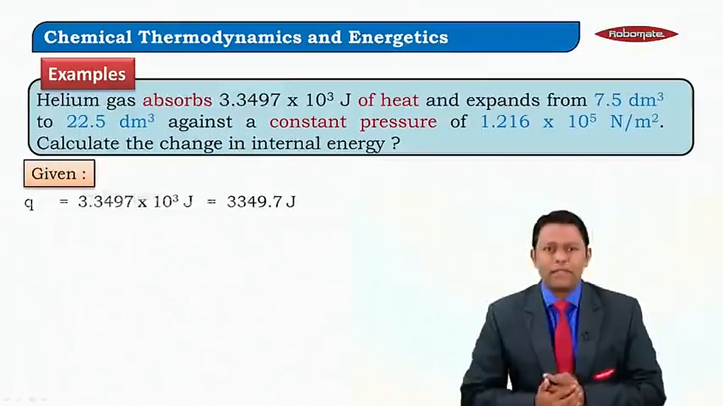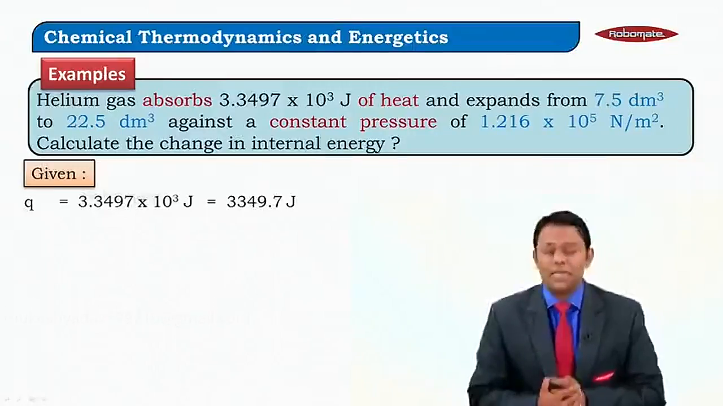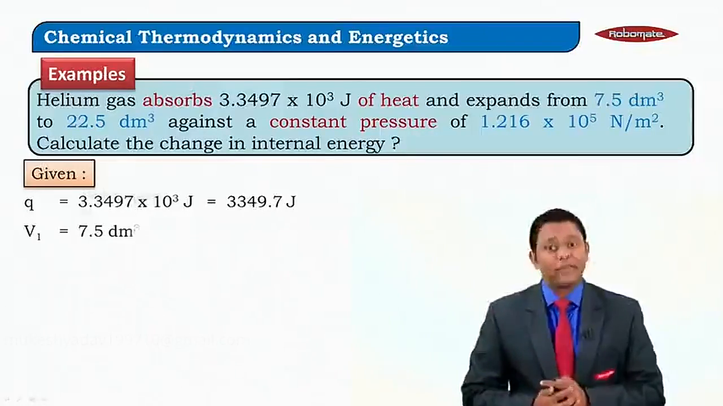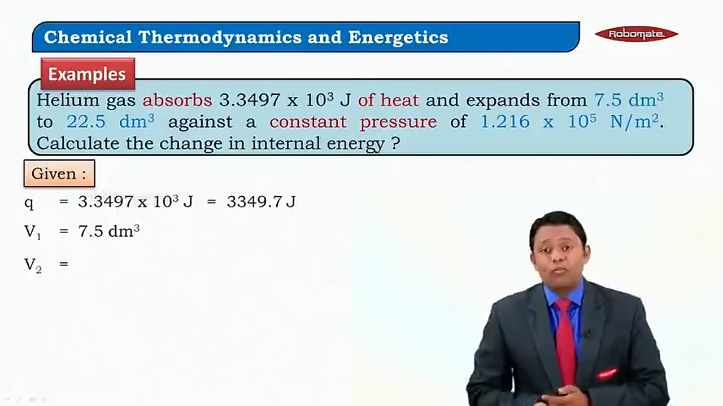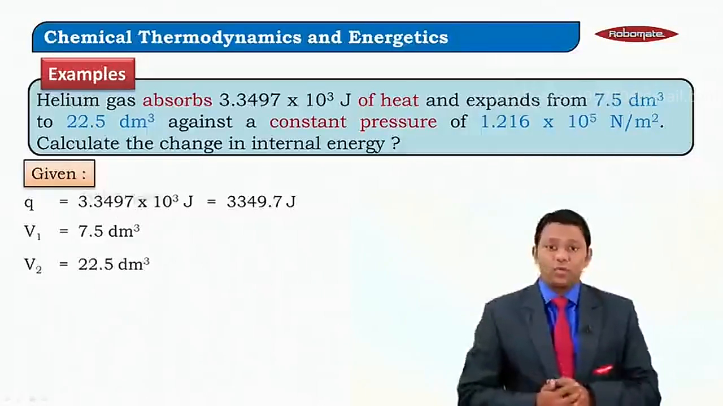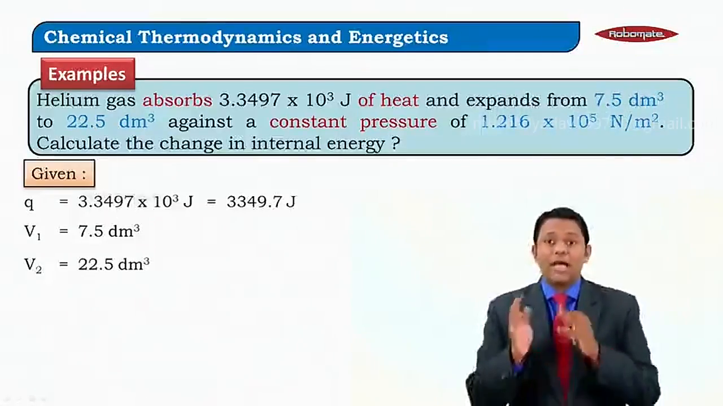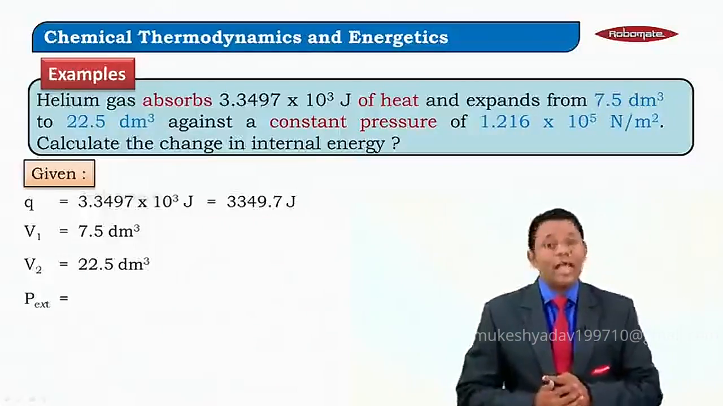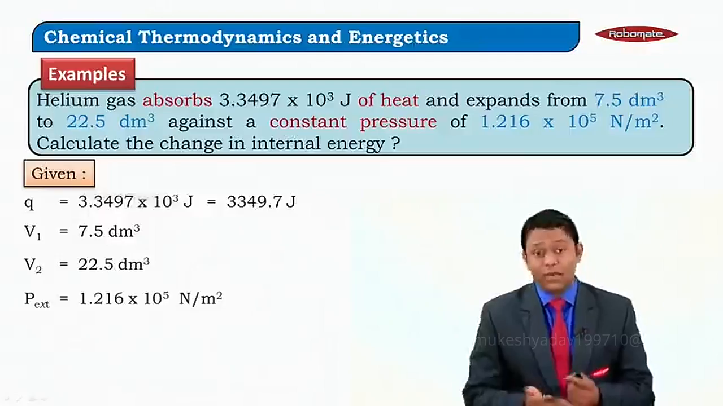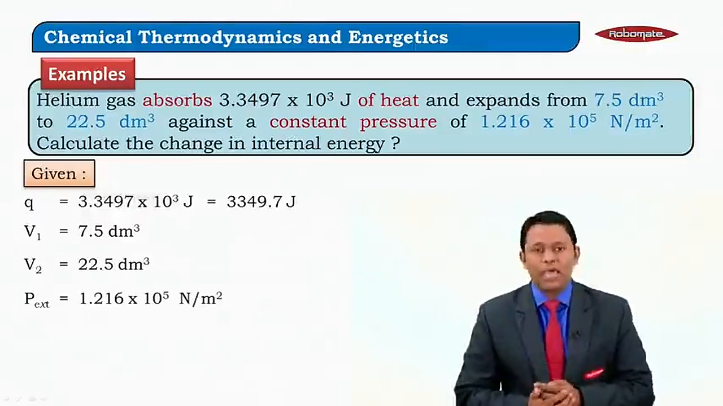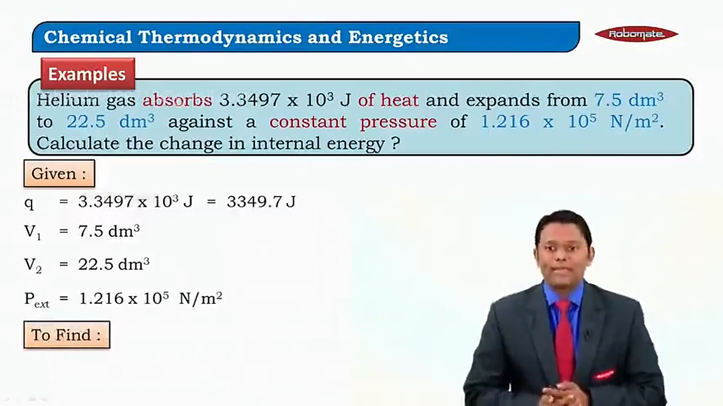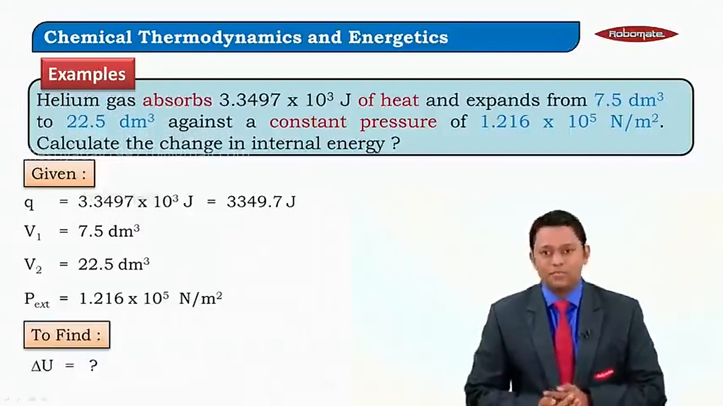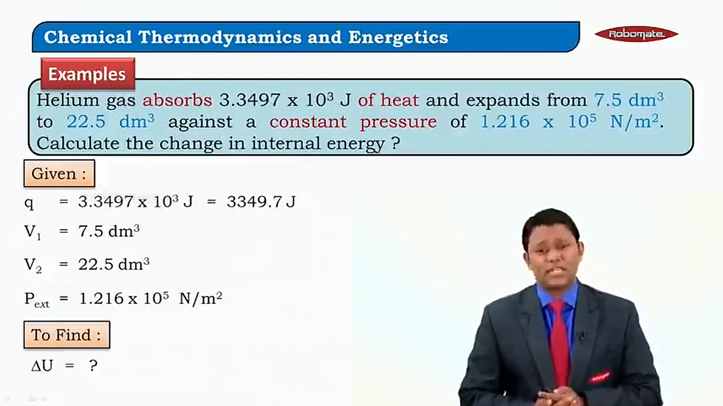If you see the units carefully, it's the unit of volume. That means the initial volume is given as 7.5 dm cube. The final volume is given as 22.5 dm cube. And if we once again see the question, against a constant pressure, that means P external value has been given as 1.216 into 10 raised to 5 Newton per meter square, and we have been told to calculate that is nothing but delta U. That is, calculate the change in internal energy.